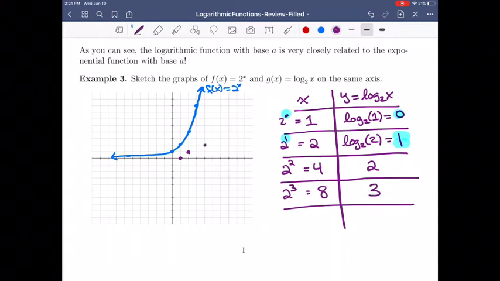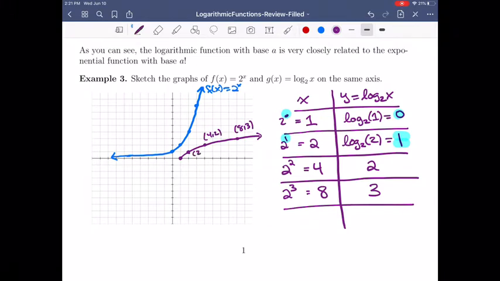Okay, so I get something so far that looks like that. This is 8, 3, 4, 2, 2, 1, and 1, 0.